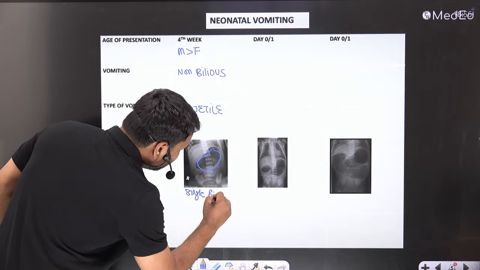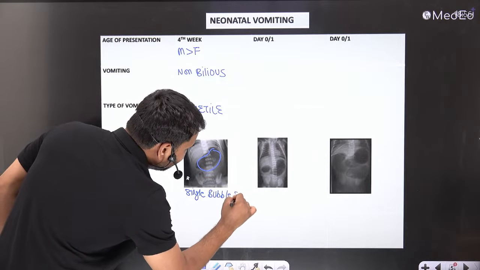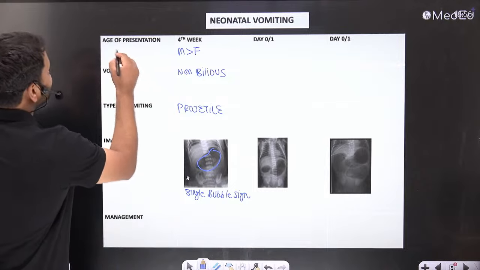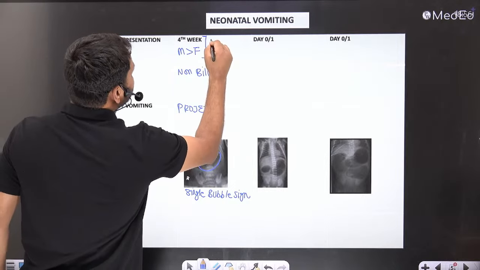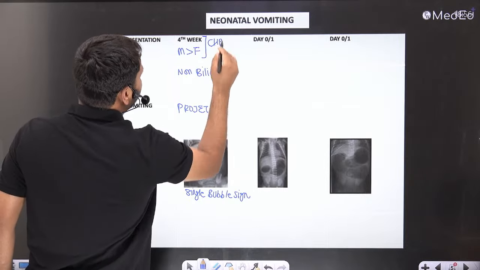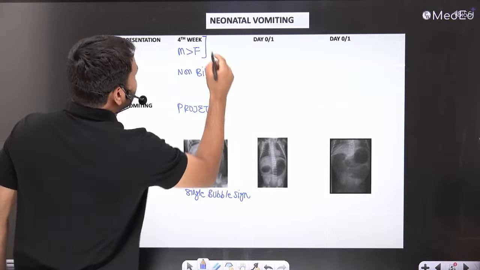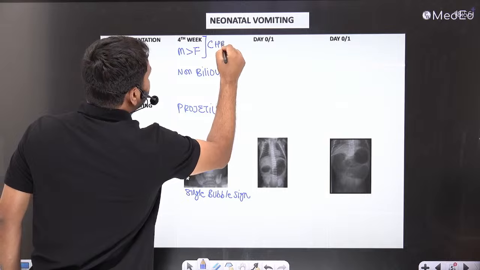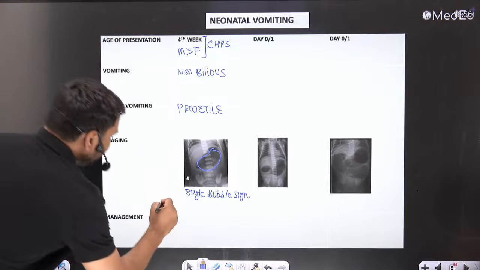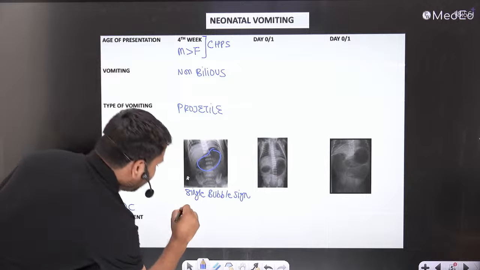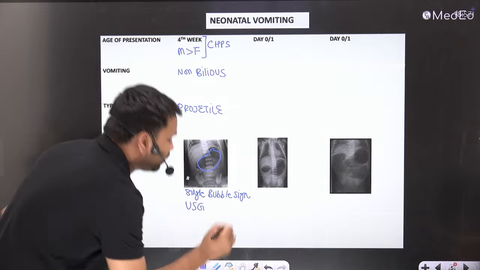This is your single bubble sign on an X-ray. This tells you it is your CHPS. So this diagnosis is your congenital hypertrophic pyloric stenosis. If I ask what is the investigation of choice for CHPS, the investigation of choice is going to be ultrasound.